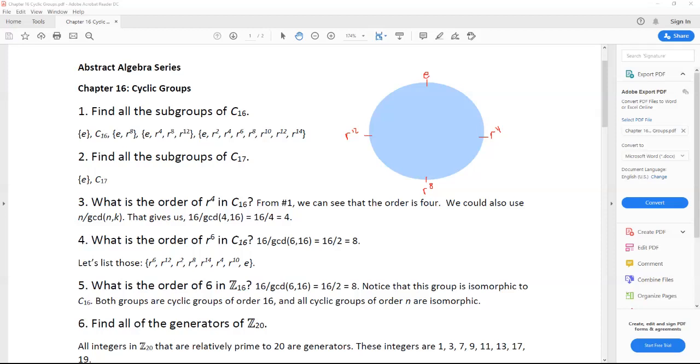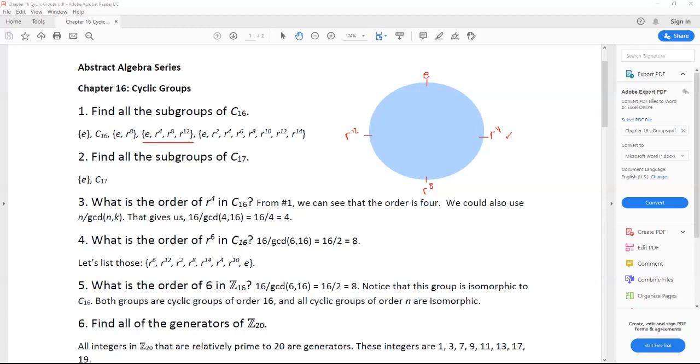And the next one is the one I want to focus on just to illustrate. We know that 4 divides 16, which means we would have a subgroup of order 4. If we look at the subgroup of order 4, starting at the identity, if we move over r to the power of 4, that would take us to this position.